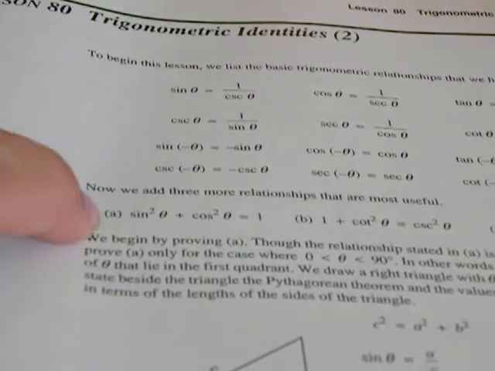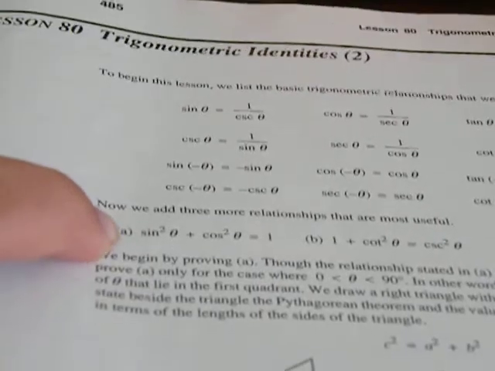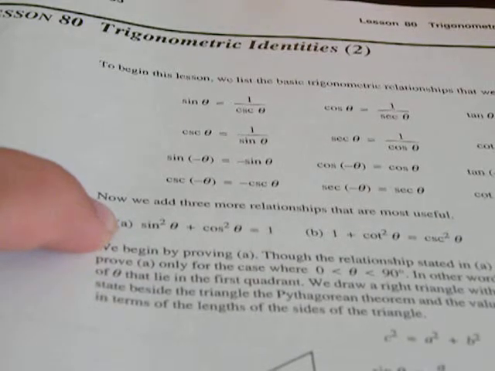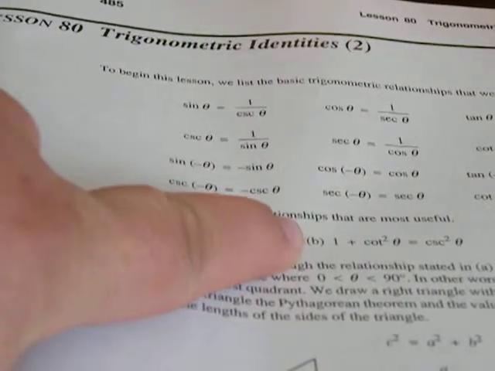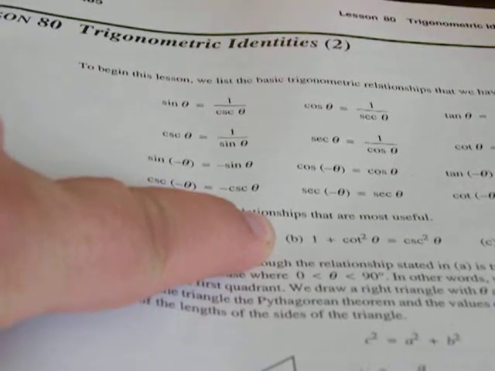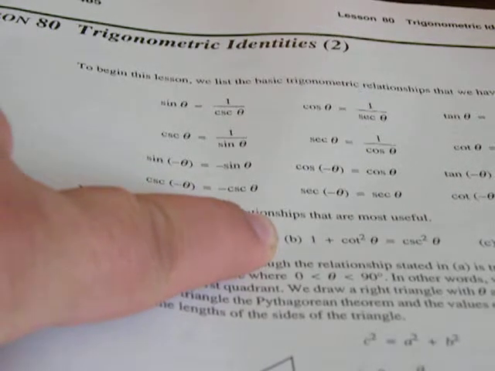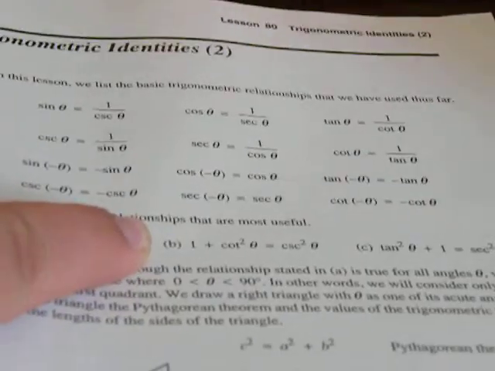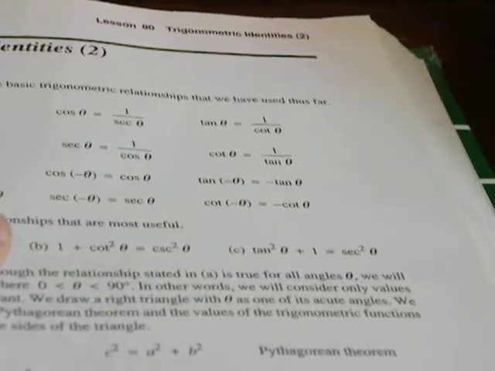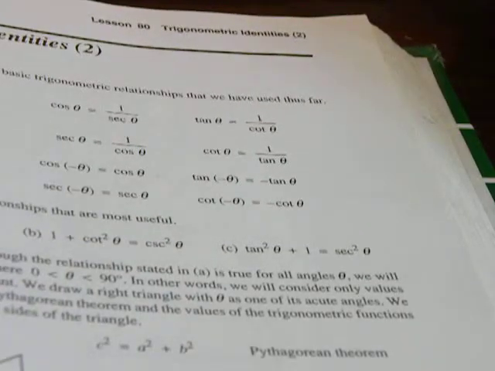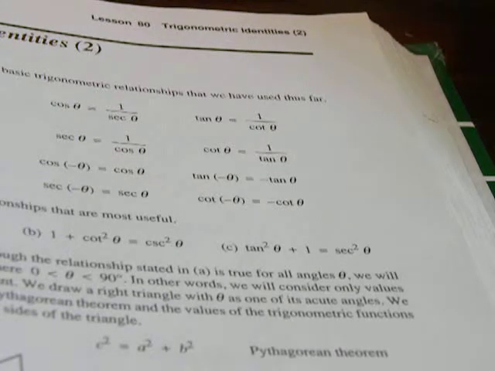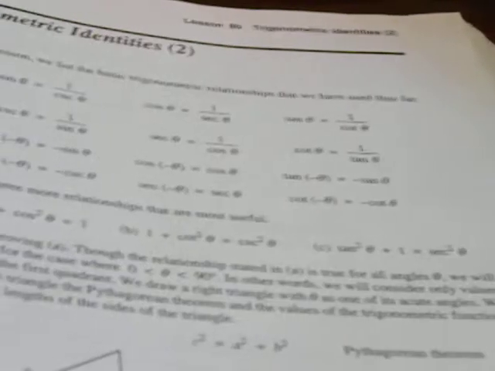Starting here: sine squared theta plus cosine squared theta equals 1. 1 plus cotangent squared theta equals cosecant squared theta. And then tangent squared theta plus 1 equals secant squared theta. So those are your new identities that you need to add to your list of what you know about trig.